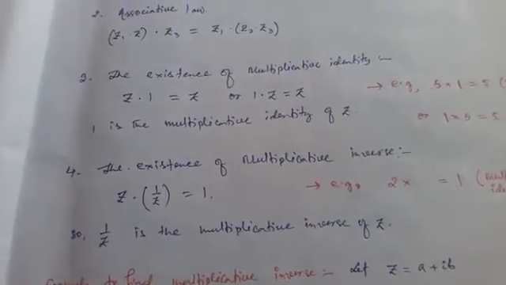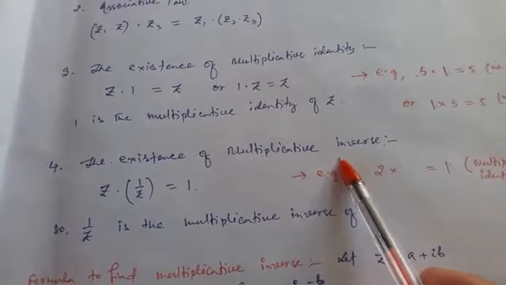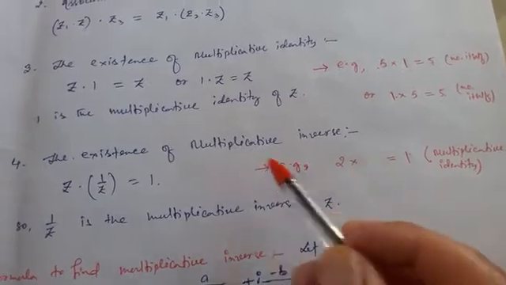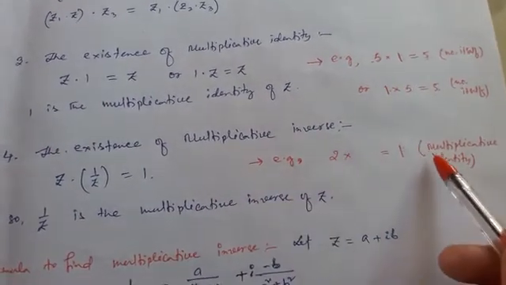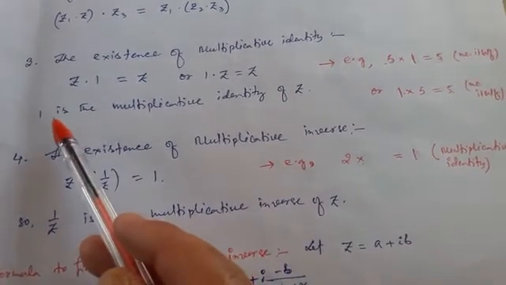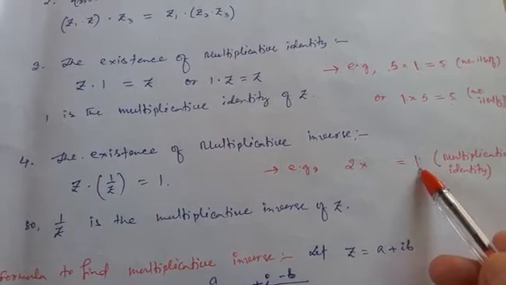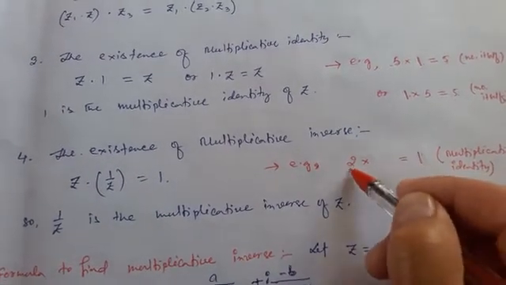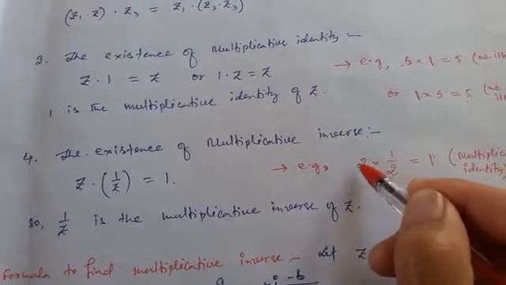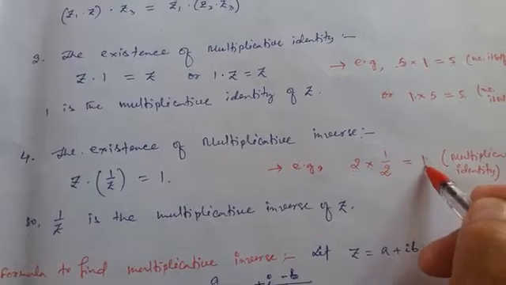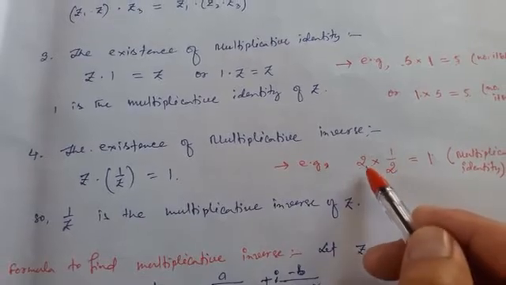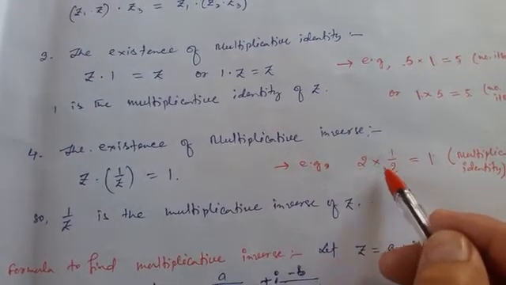The existence of multiplicative inverse. See, let's take one example, 2 into. If you want to get the multiplicative inverse, the answer must be the multiplicative identity. What is the multiplicative identity here? The multiplicative identity is 1. If you want to get 1 from 2, what number do we have to multiply? 1 by 2. These two cancel, then we get 1, the multiplicative identity. So 1 by 2 is the multiplicative inverse of 2.